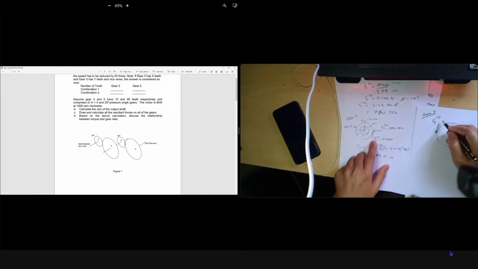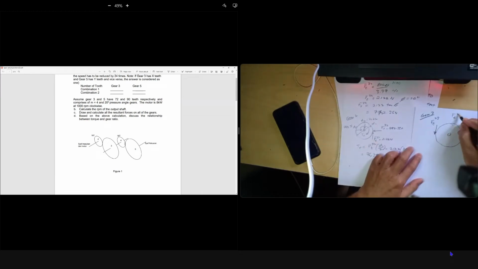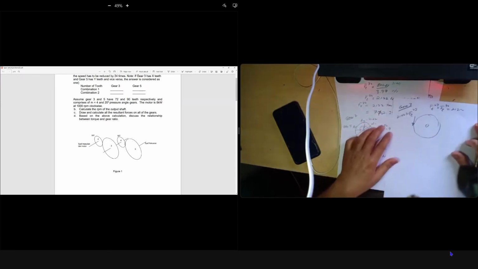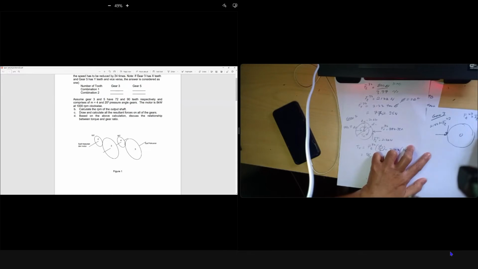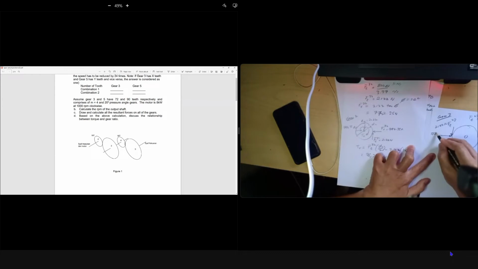F tangent 23 equals F tangent 32 equals 2122 Newton. Guys, when you do the exam, write neatly, don't be careless, it is hard for me to mark. F radius 23 equals F radius 32 equals 772.35 Newton. This is F radius 2 to 3.